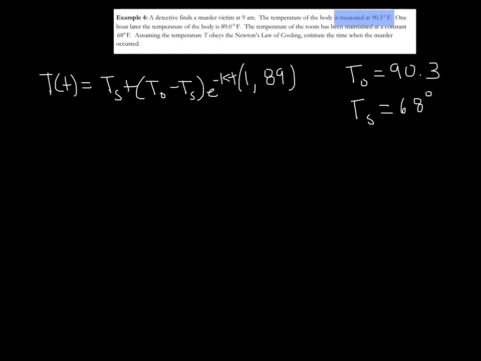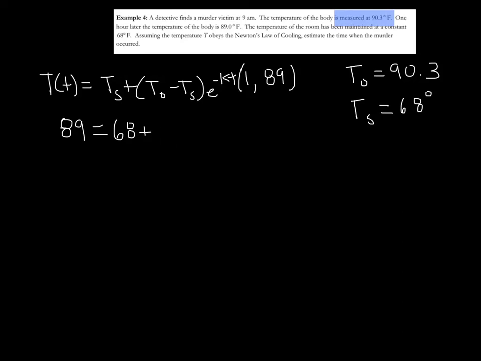When the murder occurred, we're assuming that the body is going to be at the normal temperature of a body, which is 98.6 degrees, and we'll come back to that a little bit later. So first thing we have to do here is find k. So we're going to plug in everything that we know. We're going to plug in 89 right here. We're going to plug in 68 right there. And the difference between 90.3 and 68 is going to be 22.3.